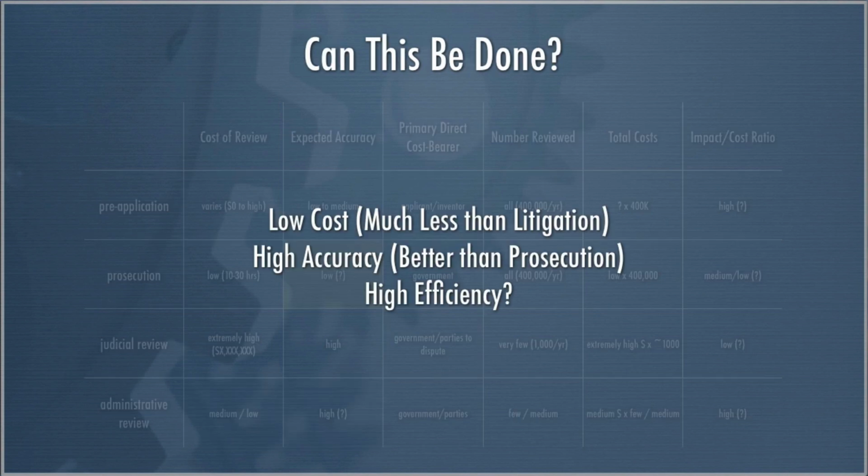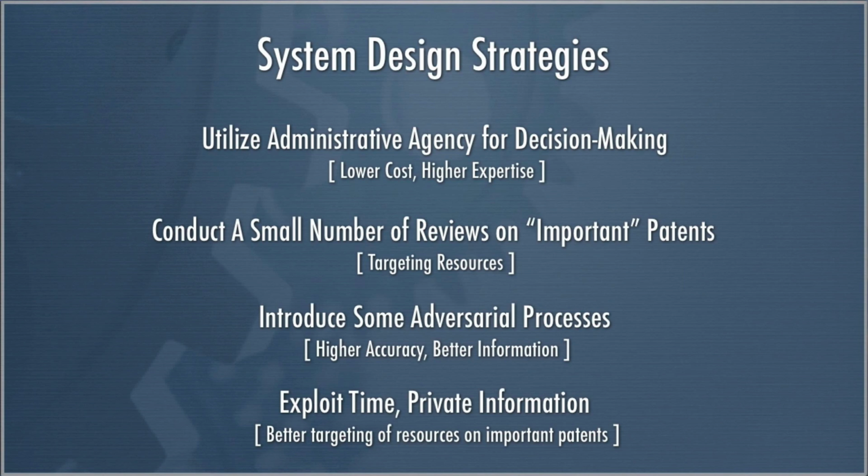You have to be lower cost, higher accuracy, which means higher efficiency, right? And that is sort of the holy grail of patent review systems, and whether we're able to do it, I think, is an interesting question, right? So here are the strategies that we use for this type of administrative review. We use an administrative agency for decision making, right?